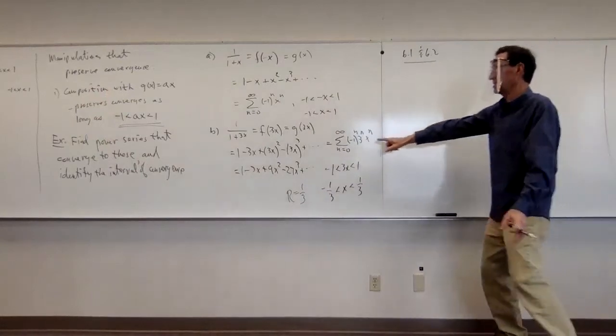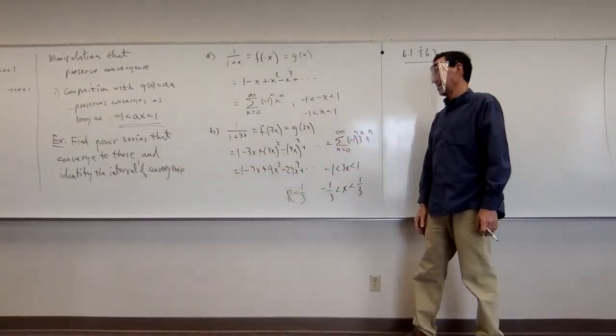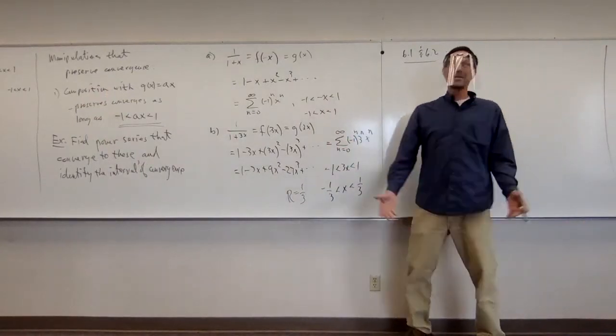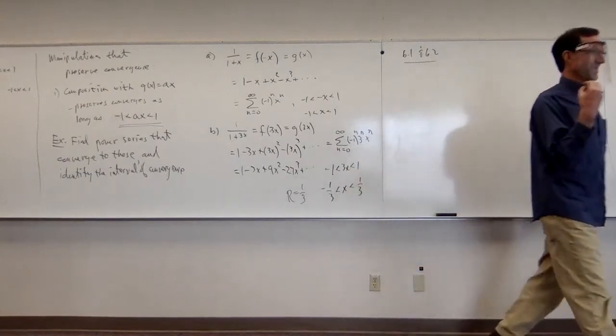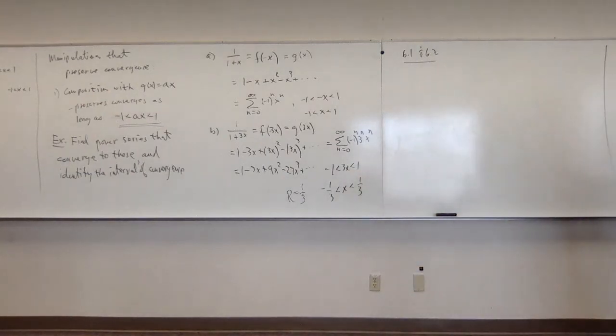This guy is not a geometric series. It is. I lied to you. The ratio there is -3x. We have to ensure that it's between -1 and 1. Okay? Does that answer your question? Yeah.